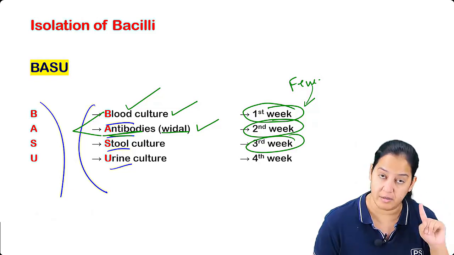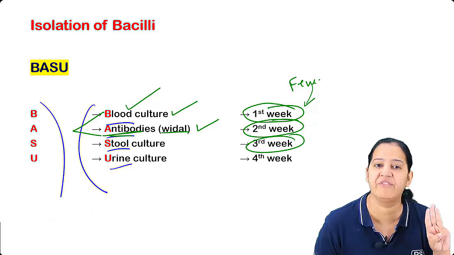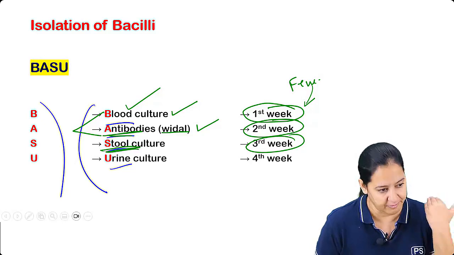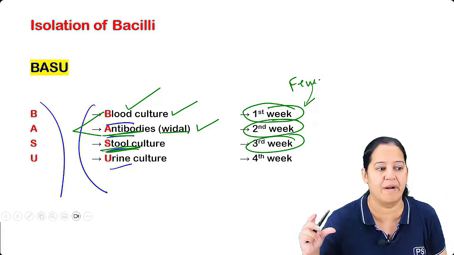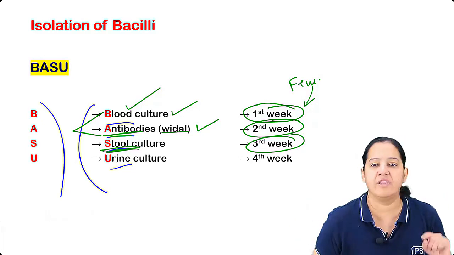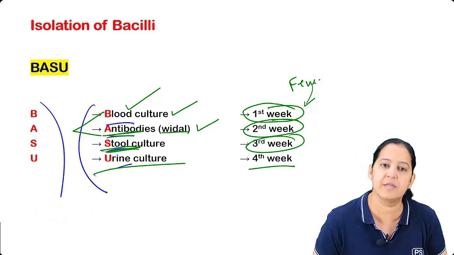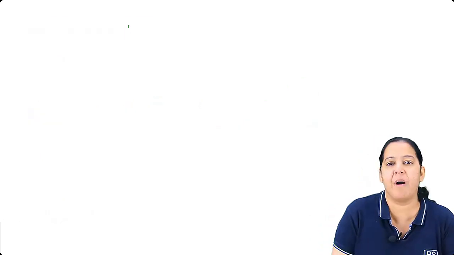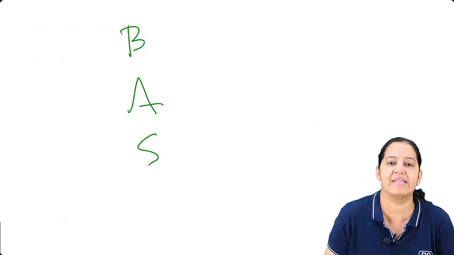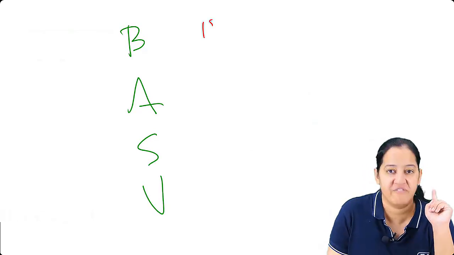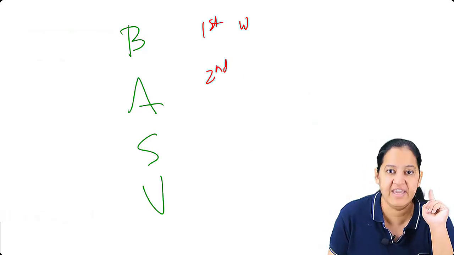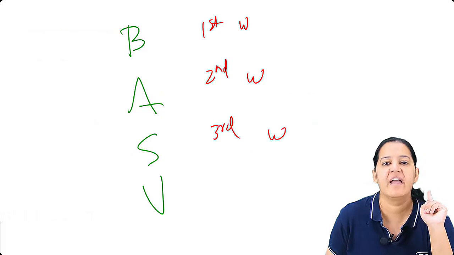If you want to make the diagnosis in the third week of the fever, go with a stool sample. Mainly it will be present in the feces because it is present in the gallbladder. Every time it is secreted now. And in the fourth week, maximum yield is in urine. है ना. So the mnemonic is BASU. Learn like BASU. First week, second week, third week and fourth week.